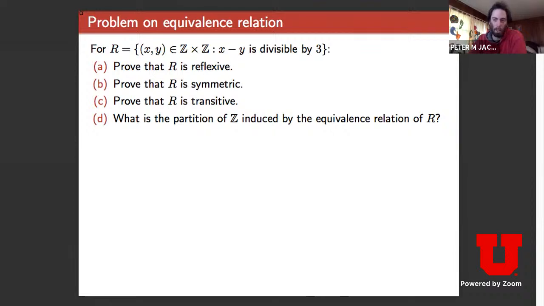I have a thought. 0 is divisible by 3. So if x and y are the same, x minus y is 0. That's divisible by 3. So every number is related to itself. Yep. Couldn't have said it better myself. That's it.